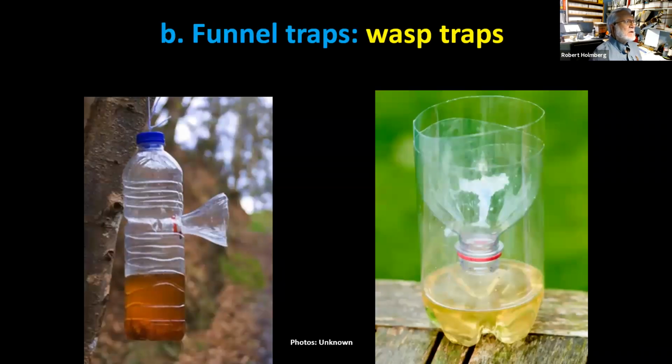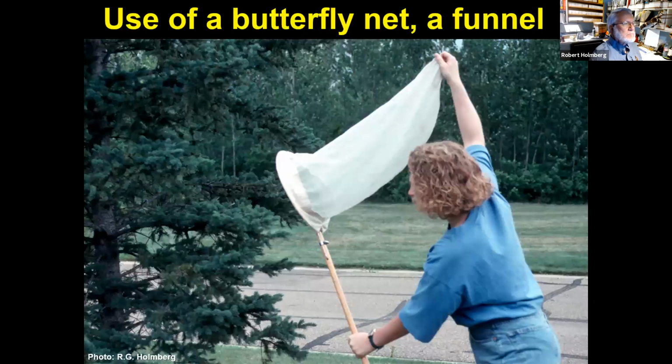So here's a couple of homemade wasp traps made out of recycled beverage containers. So the one on the left has a funnel going into the middle of it. The other one has a funnel going down, and the fluid is an attractant. It's usually a sugary substance for wasps.